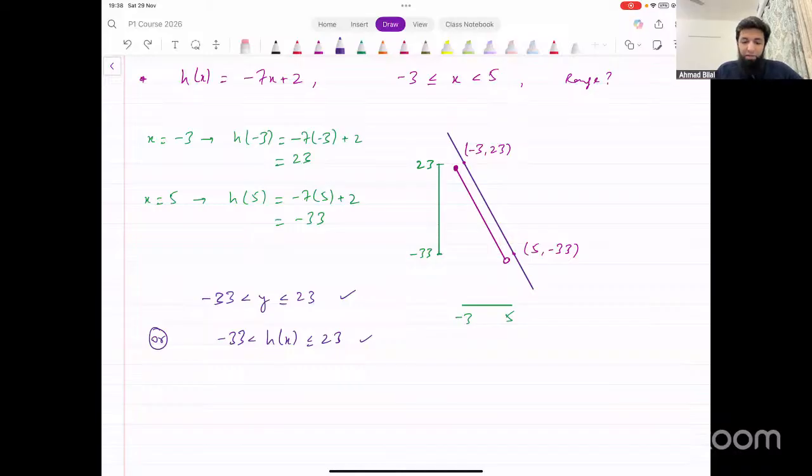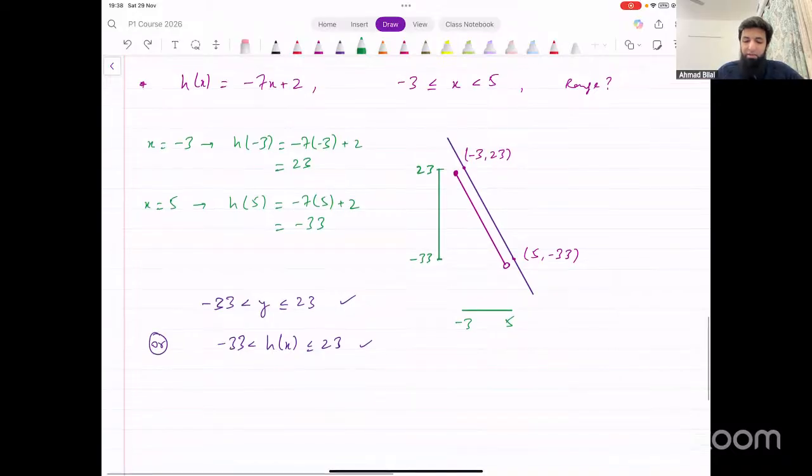Why do we not have an equal to sign with negative 33? Because in the question that they gave, the domain that they gave, they did not have an equal to sign with 5, right? What's the corresponding y value for 5? It's negative 33. So that is also not going to have an equal to sign because this minus 33 corresponds to that 5. Since that is not included, then the y value minus 33 would also not be included. Make sense?